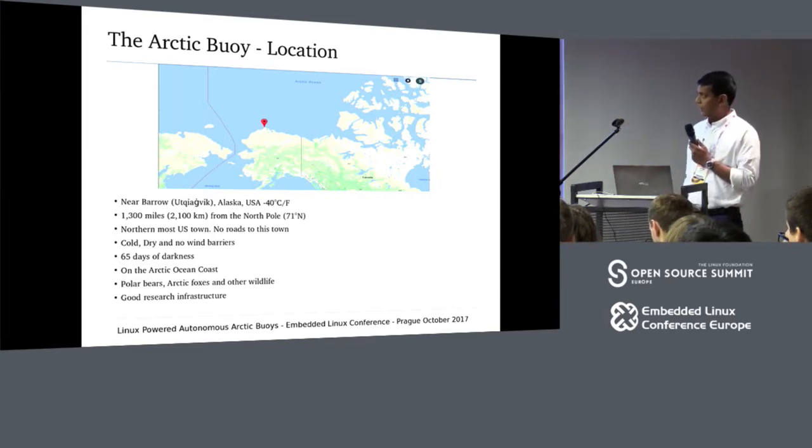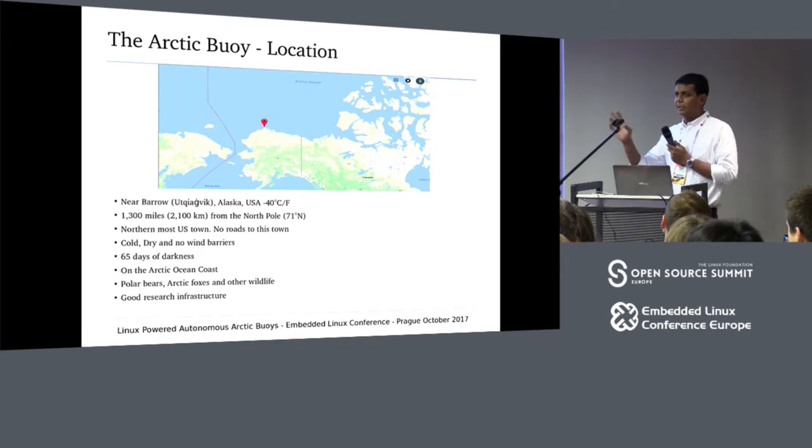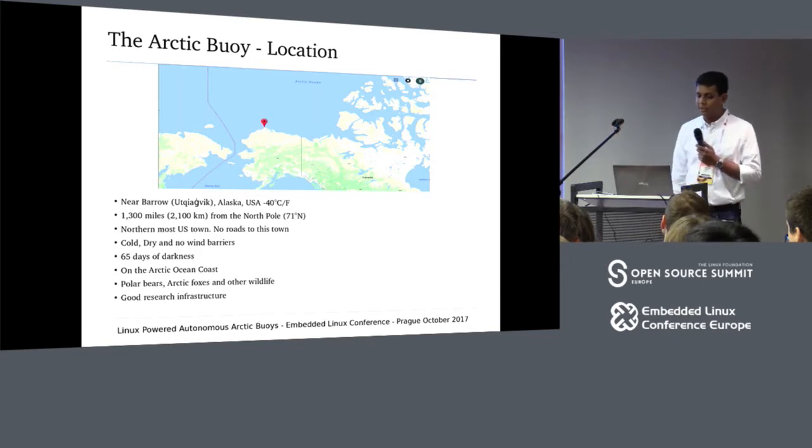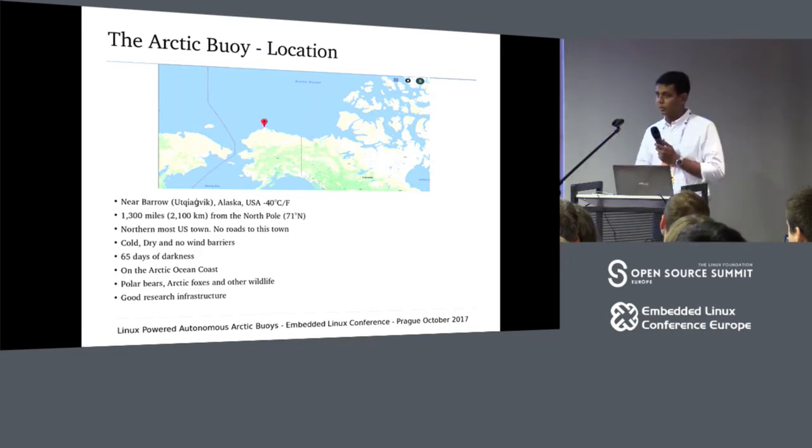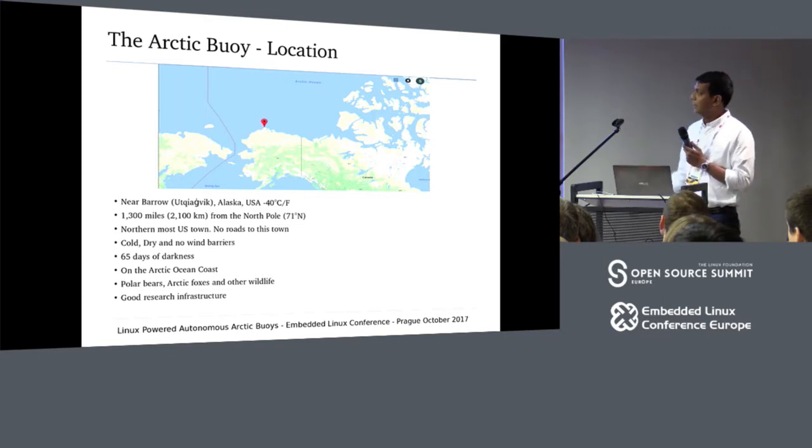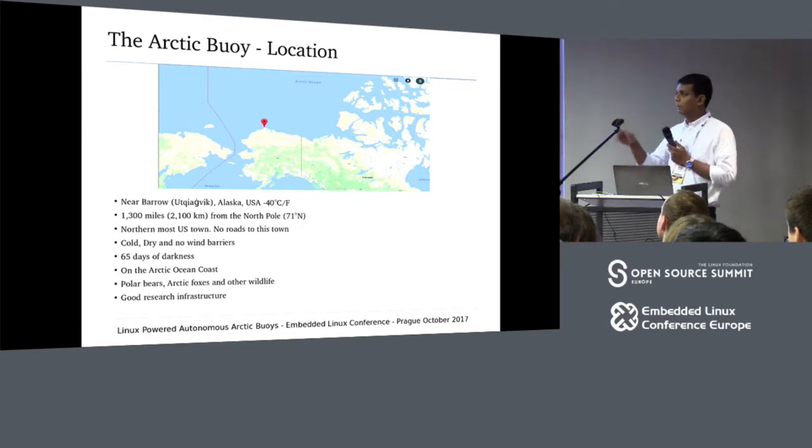The location for the initial deployment is Barrow, Alaska. Location-wise, Barrow is about 1,300 miles, or about 2,000 kilometers, from the North Pole. It's 72 degrees north, the northernmost U.S. town. It's got nice facilities, and it's still a little lower, but it has brutal weather.